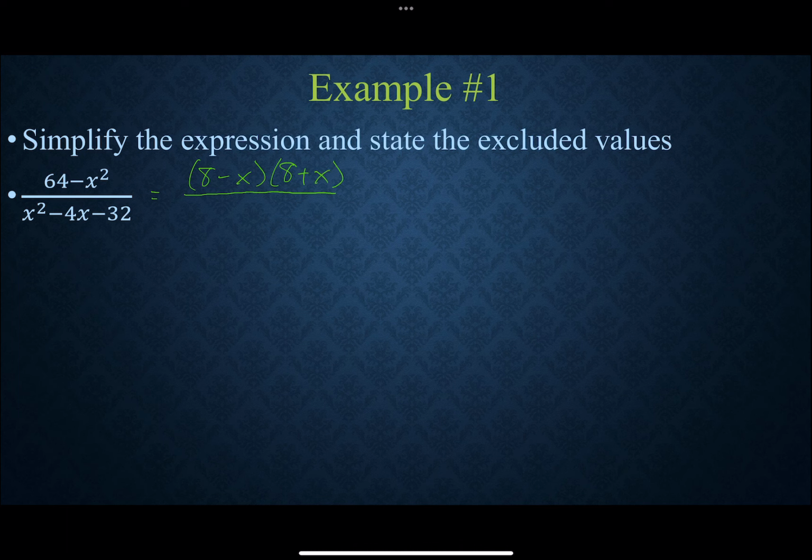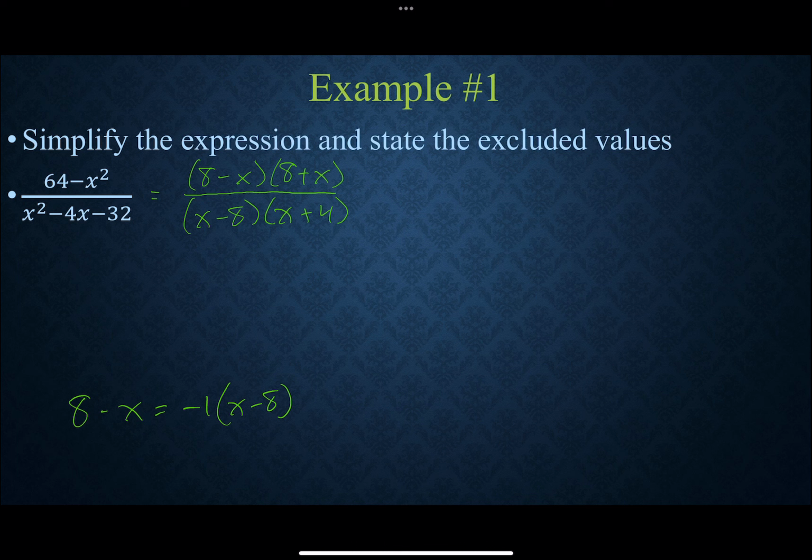Notice the x is going second. That's because in the order it's 64 minus x squared. The denominator would be an x minus 8 and an x plus 4 when we factor the x squared minus 4x minus 32. Now you'll notice the 8 minus x and the x minus 8 are very similar. In fact, they can cancel, even though they're not the exact same expression, but that's simply because 8 minus x is the same thing as saying negative 1 times x minus 8. That's what we call an additive inverse.